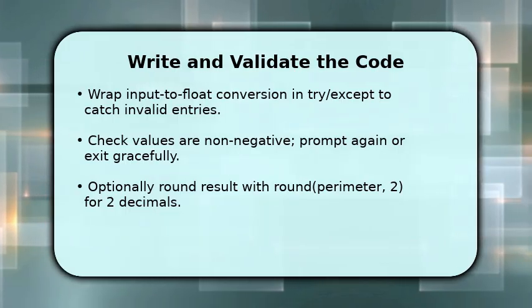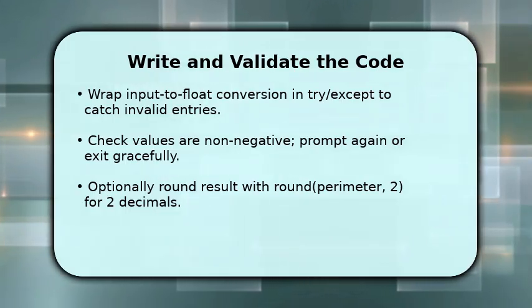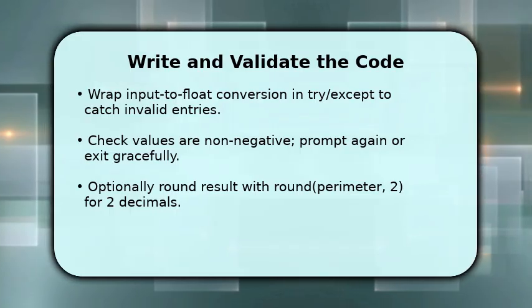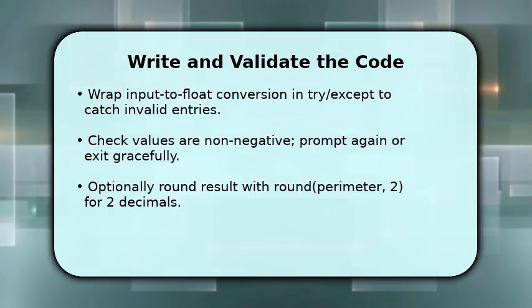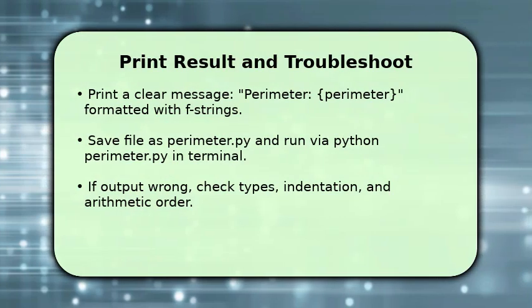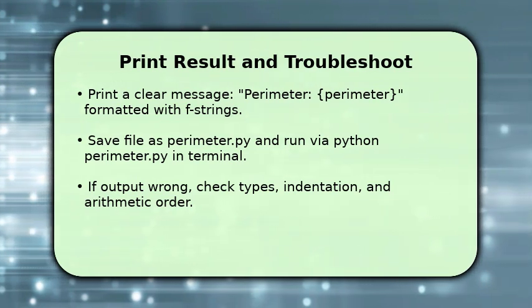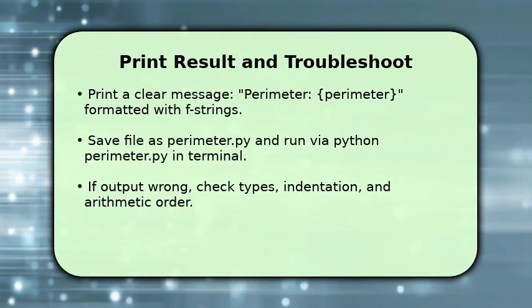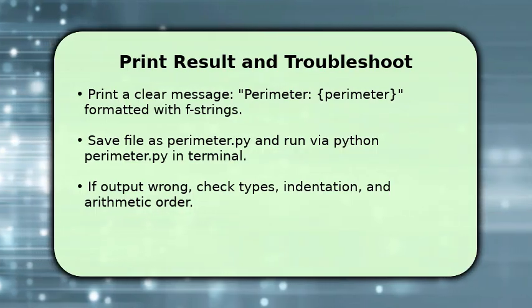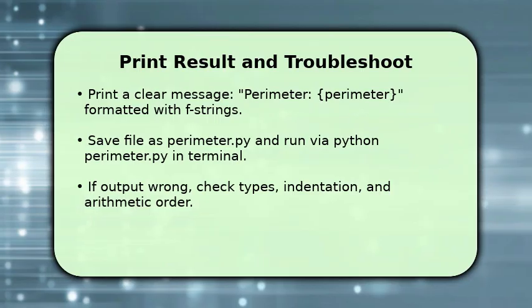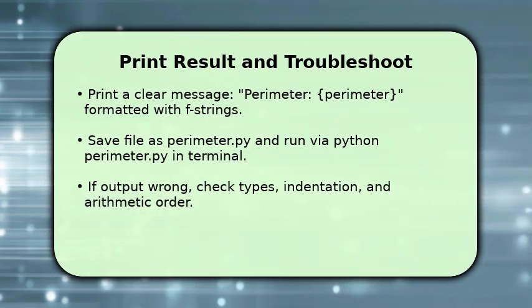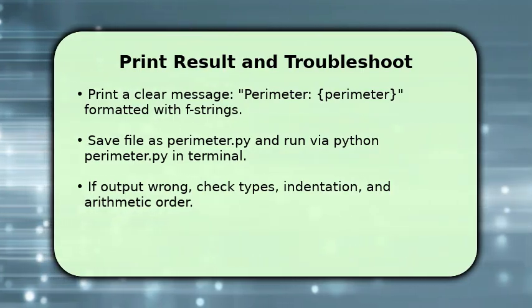Once calculated, consider rounding the perimeter to 2 decimals for neat output and explain to the user why rounding improves readability. You finish by formatting and printing the result using an f-string so the output reads naturally. Perimeter: 30.0. Save the script and run it from your terminal to test several cases including integers and decimals. Make sure to test edge cases like 0.